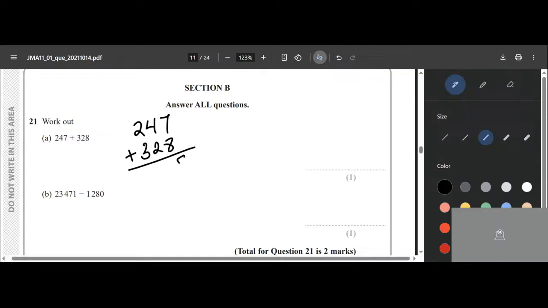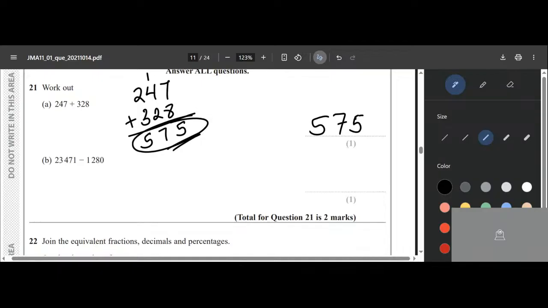So here we have 5 plus 8, that is 15. So we write 5, we carry 1. 4 plus 2 plus 1, we have 7. Then here we have 5. So my answer is 575. Make sure you write your answer here. It is very important. Or if you don't write it there, just give it a circle or a double underline.